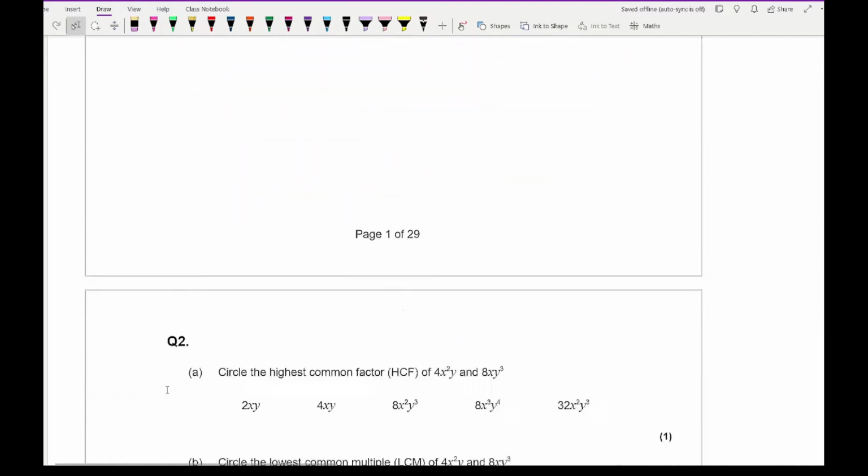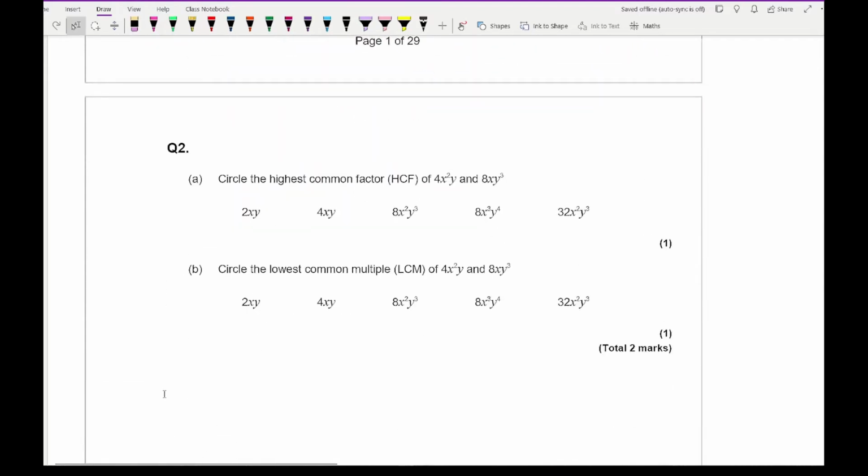Then moving on to the next question, question 2, it says circle the highest common factor, the HCF, of 4x squared y and 8xy cubed. Now for this, for the highest common factor, it's a different sort of rule with both numbers and letters. So for here, what we want is the highest number that divides into both the numbers, which in this case is going to be 4. And we want the lowest power of each of the letters.